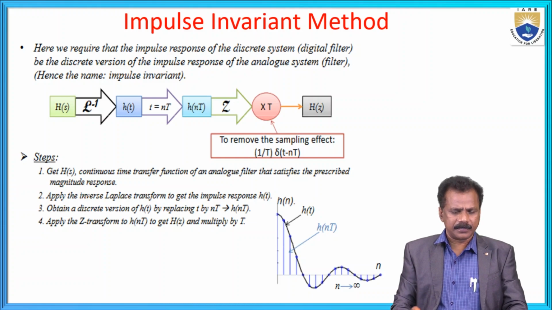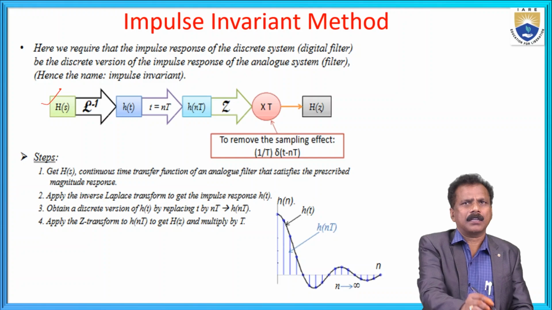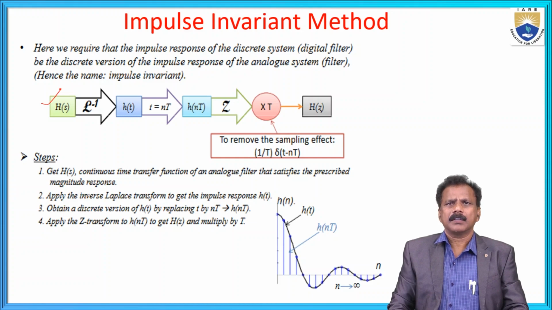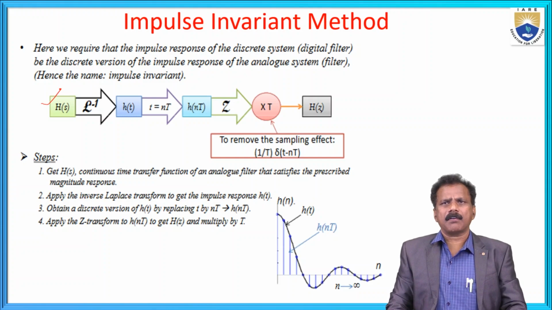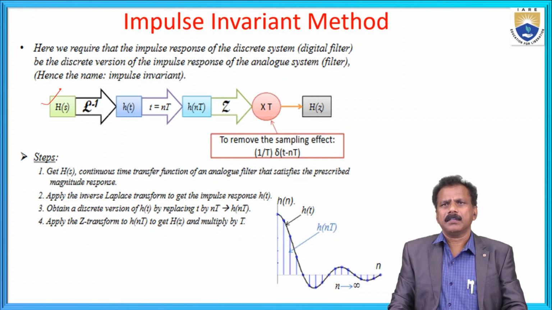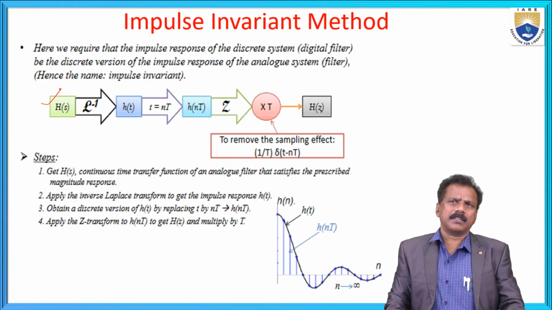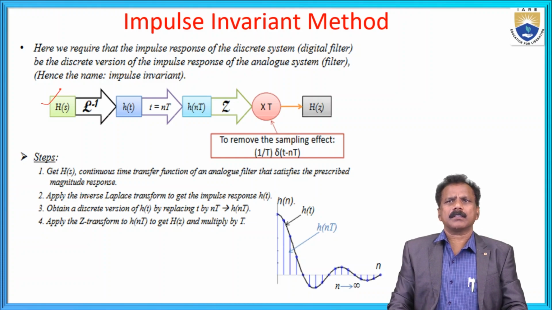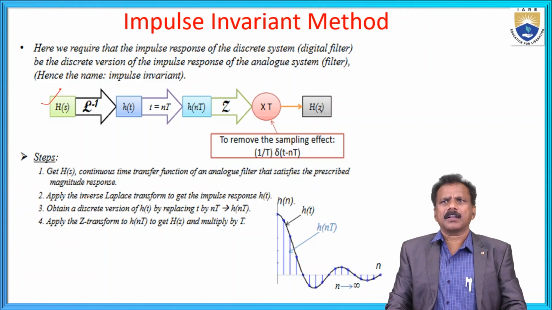Initially h of s is given, and with the transformation it gives h of t, where t equals n into T. This gives the impulse h of n into T, after applying the z transform, where x of t is h of z. To remove that sampling effect, you can consider 1 by T into delta of t minus nT. Like this, the impulse response of the discrete system is the discrete version of the impulse response of the analog system.